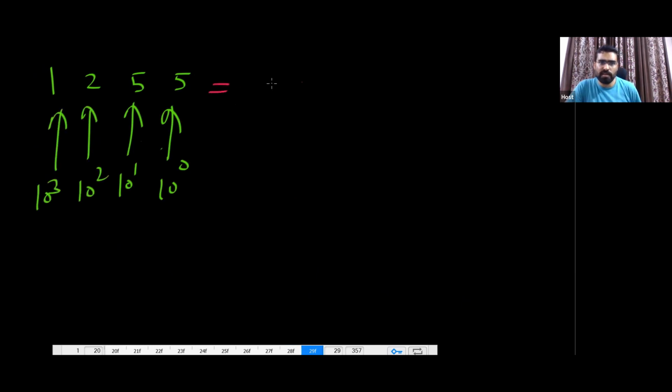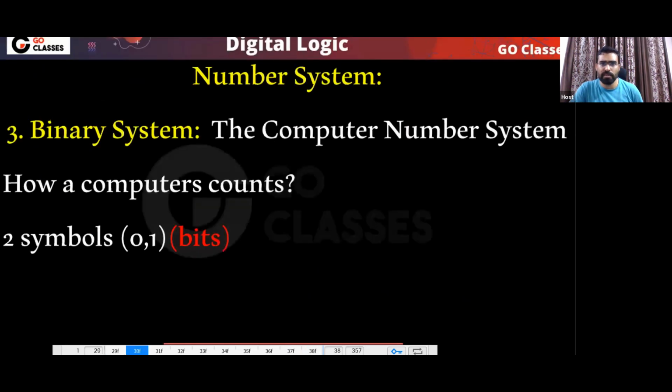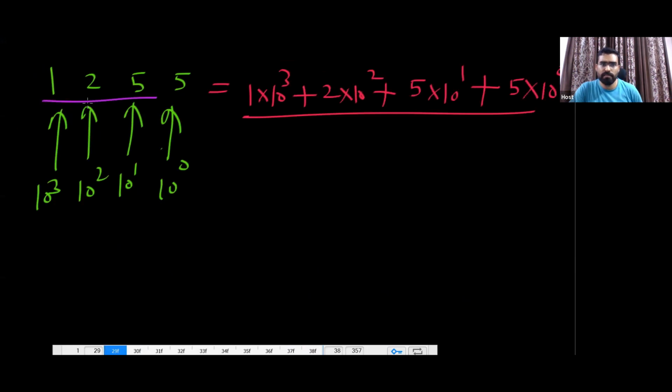So finally, this number is nothing but 5 into 10 power 0, plus how many tens you have? 5 tens you have. How many hundreds you have? 2 hundreds you have. And how many thousands? 1000 you have. So this is the idea. Does anyone have any doubt? Let me know, because now we will go to the binary system. This is the idea of the decimal system. Everyone understood? Okay, let's move on.